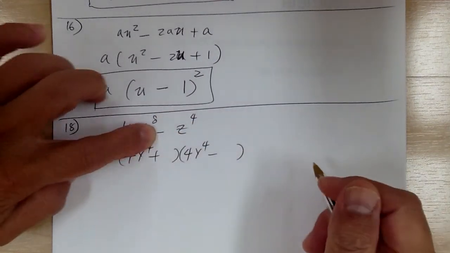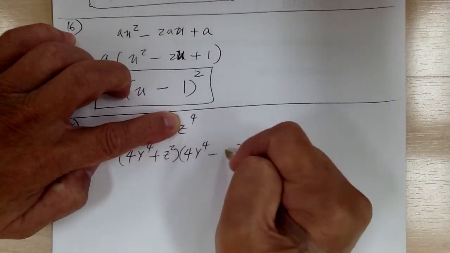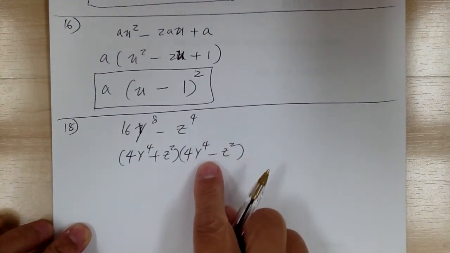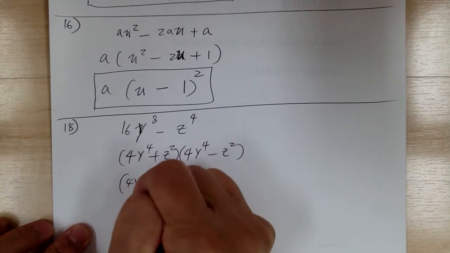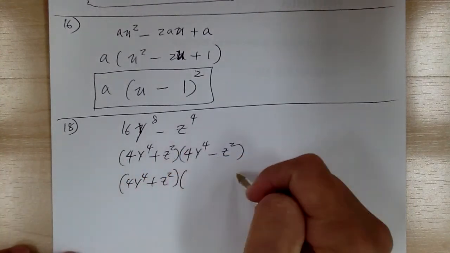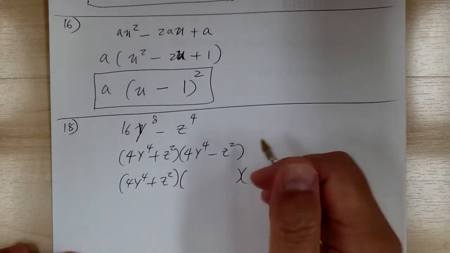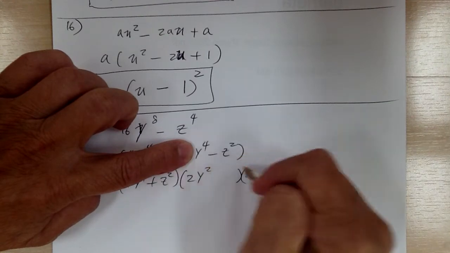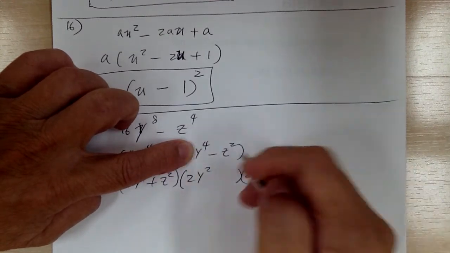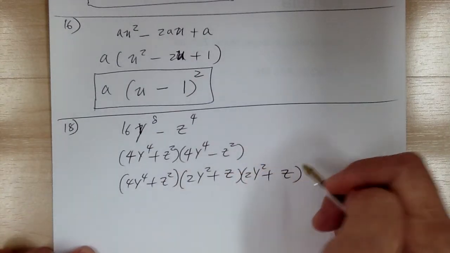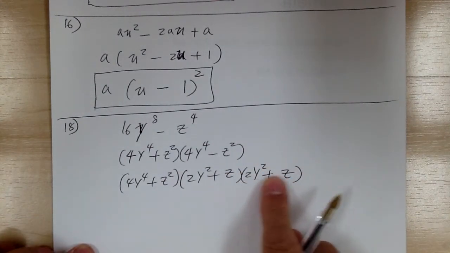plus times minus gives you minus, you get z squared, okay? Now again, there's a difference of squares over here again, okay? So this is plus, so it's done already. Now minus, you have to do it one more time. So you need to get 2 and 2, 2 times 2 gives you 4, you get y squared, which gives you y to the 4, plus minus, and z squared, you need to get z and z, okay? And once you do that, then that's it.